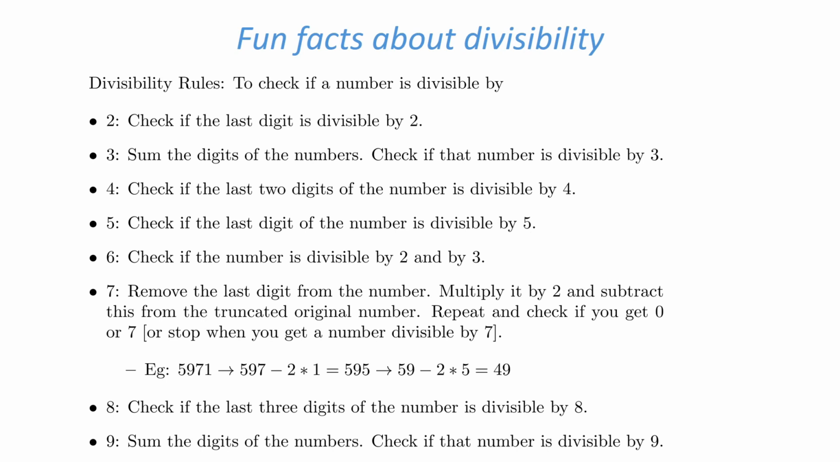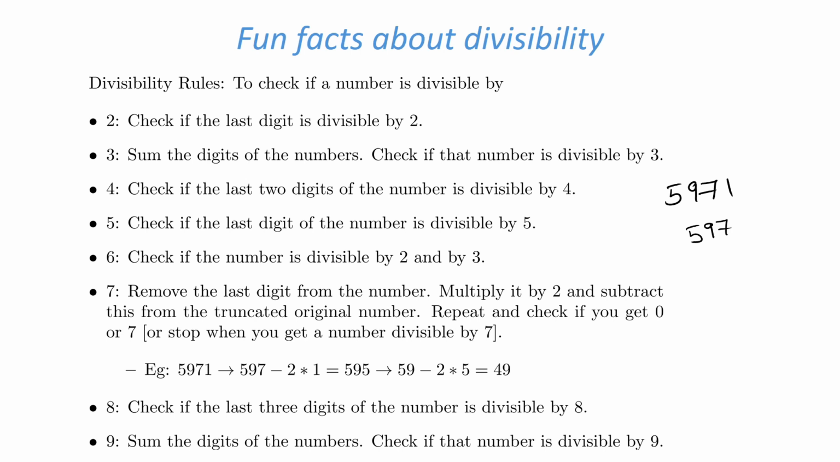We will end today's lecture with some fun facts about divisibility. For example, if I want to check that a number is divisible by 2, all I need to do is check if the last digit of that number is divisible by 2. Another thing: if I want to check that a number is divisible by 7, here's what I do. I remove the last digit from the number. So let's work through this example. I have 5971 over here. I remove the last digit from this number. What do I get? I get 597.